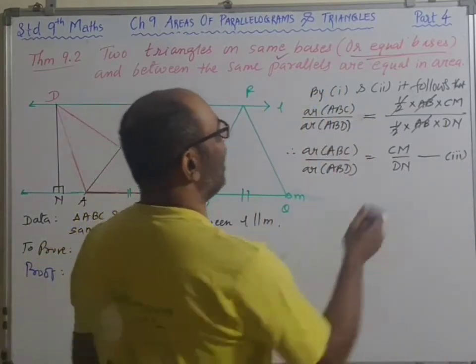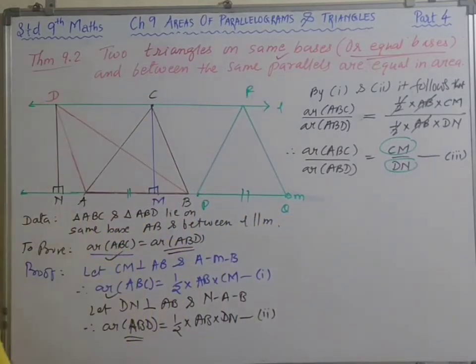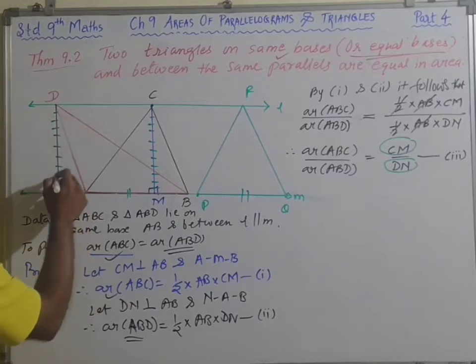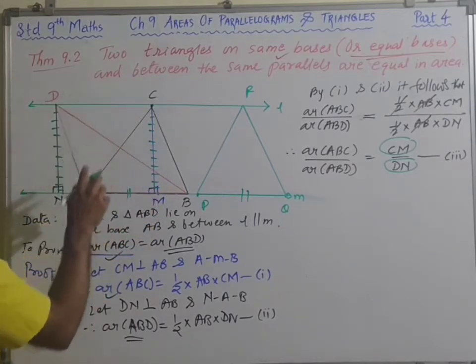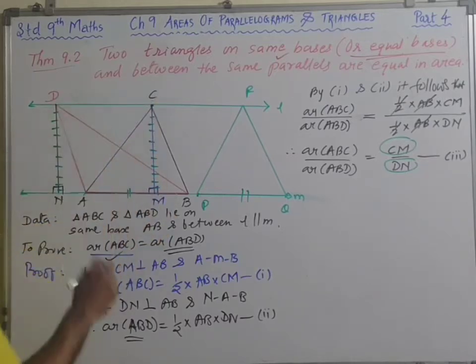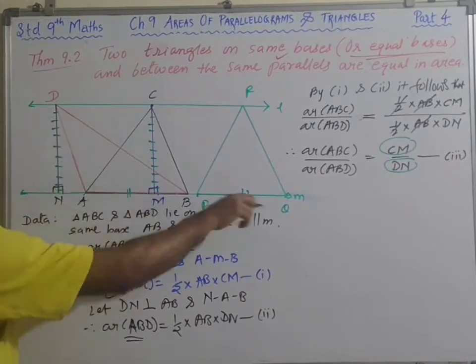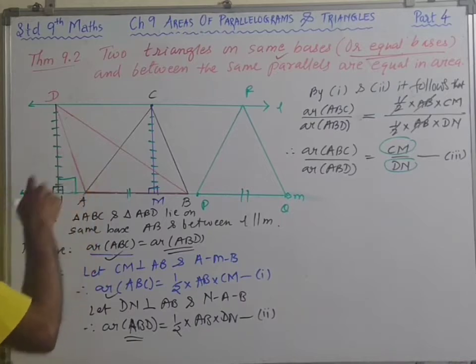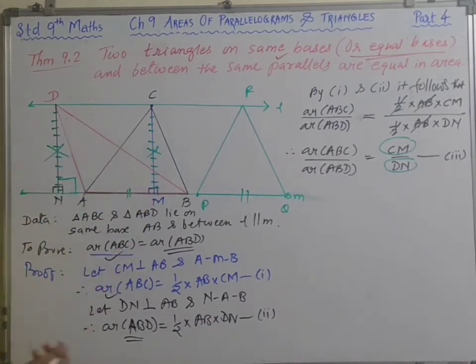Once again, this CM and DN, they should be equal. Now look here, CM is this, DN is this. Alright, quadrilateral NMCD. Yes, NM is parallel to CD because line L and M are parallel. And DN and CM, they are also parallel because they are perpendicular to the same line M. So, and one of the angles is a right angle. So, it's a rectangle. So, DN is equal to CM. That is what we get.